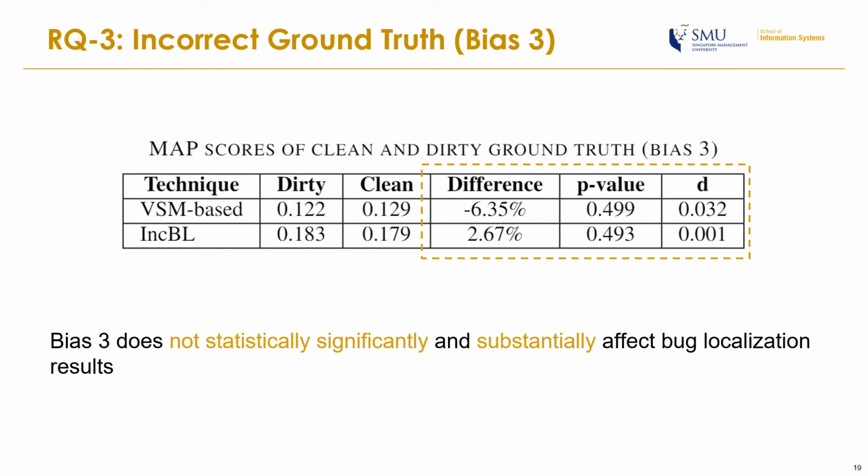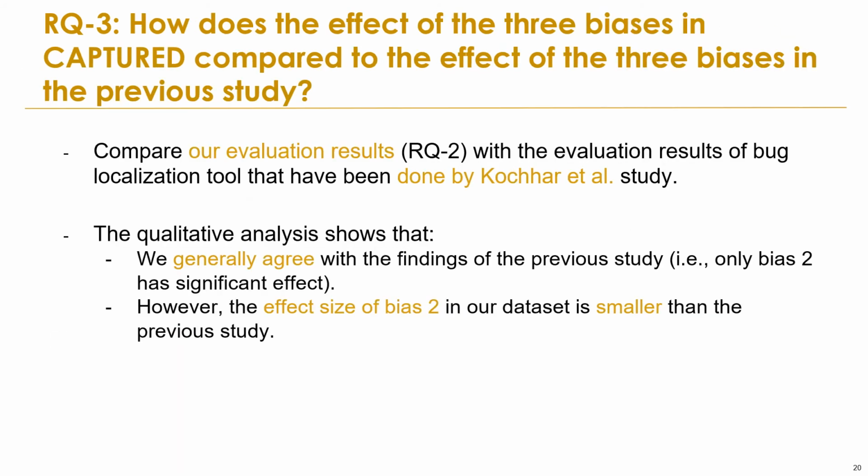For bias 3, the differences in the MAP score between the dirty and cleaned dataset for the VSM-based bug localization tool are higher compared to IncBL. This is in line with the other metrics. The statistical test indicates that there are no significant differences between the results on dirty and cleaned dataset for both tools. The effect size is also negligible.